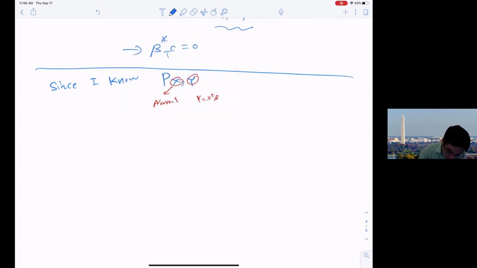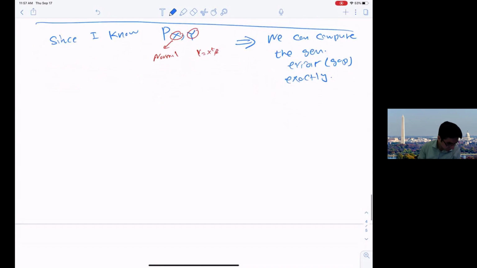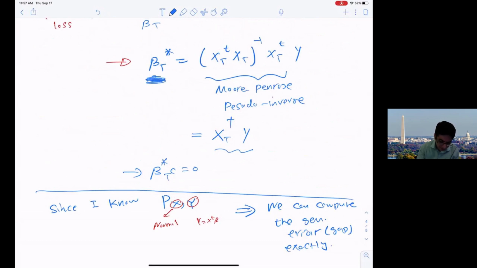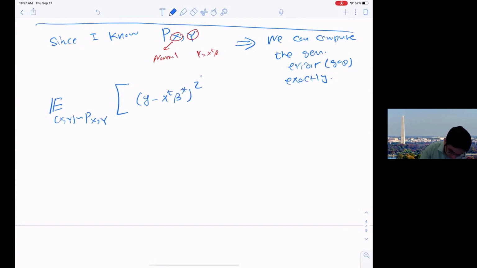Because we know the underlying distribution, we can compute the generalization error or generalization gap exactly. Okay, so let's see how we can do this computation. So I got my beta star. This beta star is computed from a training set. So I'm just going to evaluate this beta star on my population distribution. That's basically the definition of the test error. So over my true distribution, I'm going to evaluate the quality of this beta star that I have computed. So that's basically this term.